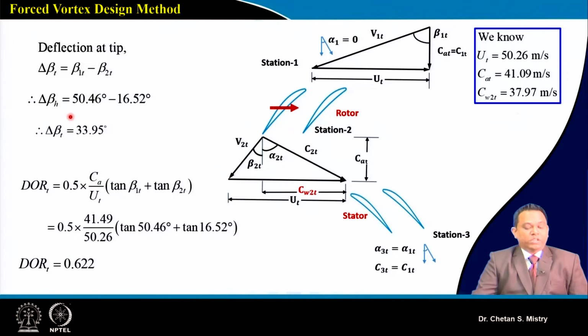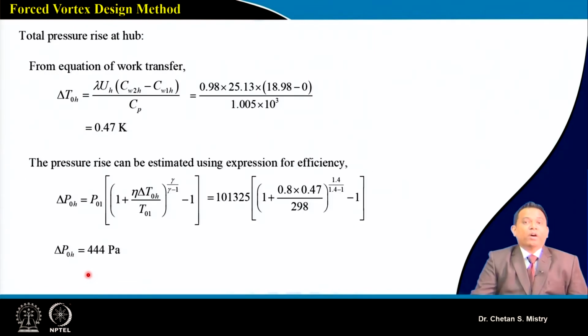Now based on this formulation we can calculate our delta beta. So my delta beta near this tip region is coming 33.95. Okay. And degree of reaction is coming 0.62. Okay. So this degree of reaction we are calculating is coming to be constant at hub, mid and tip station.